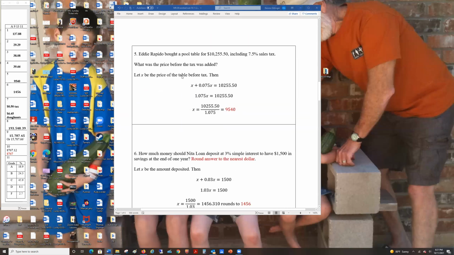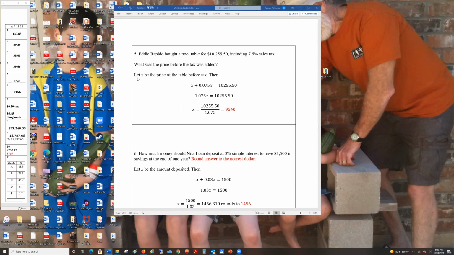On to a little percent. Eddie Rapido bought a pool table for $10,255.50, including tax. So what does that mean? That means that this number has the tax in it. This number is some other number plus 7.5% of that other number added on.